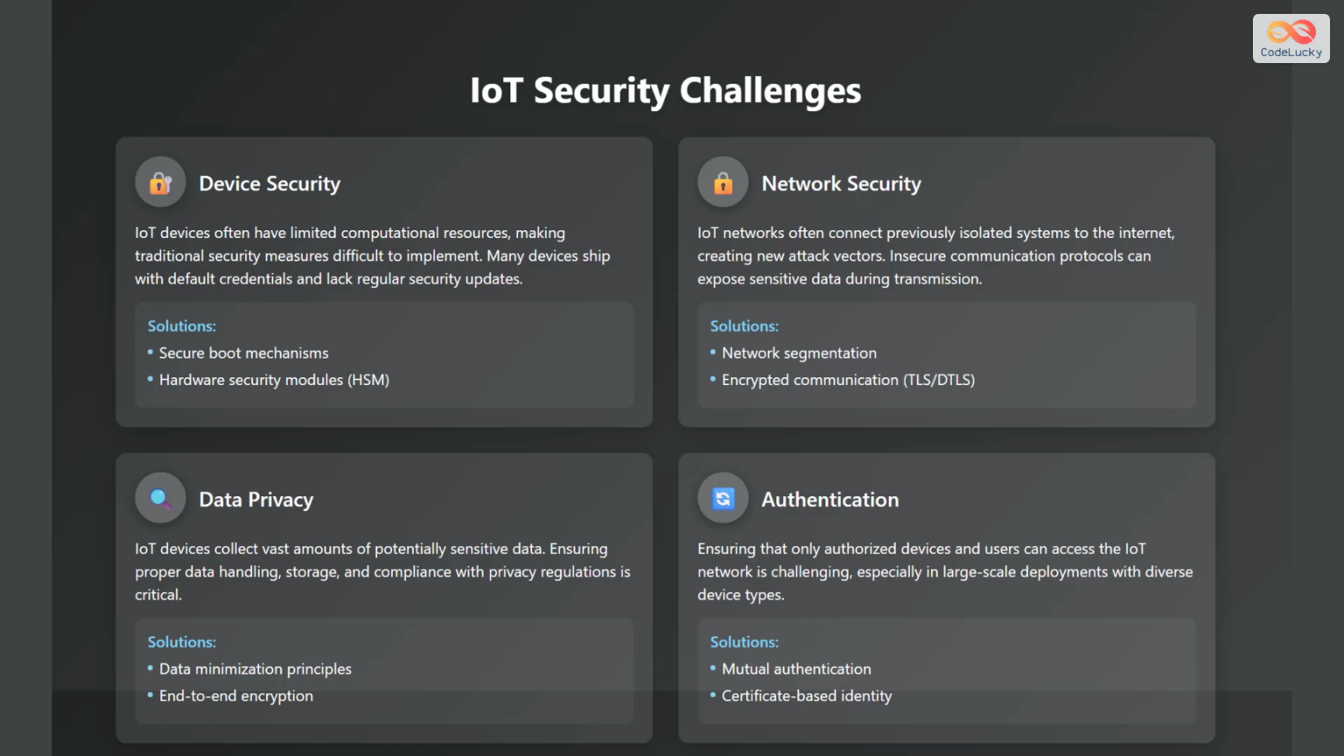Then comes data privacy. Internet of Things devices collect vast amounts of potentially sensitive data. Ensuring proper data handling, storage, and compliance with privacy regulations is critical. Solutions include data minimization principles and end-to-end encryption. Finally, authentication is important. Ensuring that only authorized devices and users can access the Internet of Things network can be challenging. This is especially the case in large-scale deployments with diverse device types. Solutions include mutual authentication and certificate-based identity.